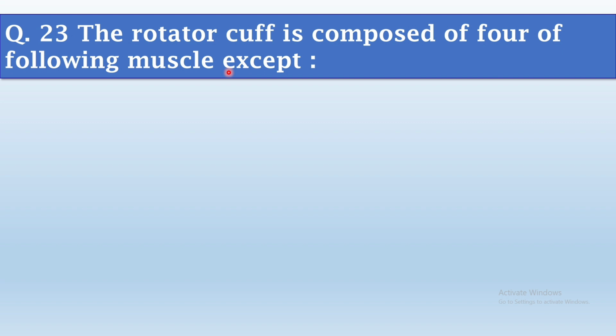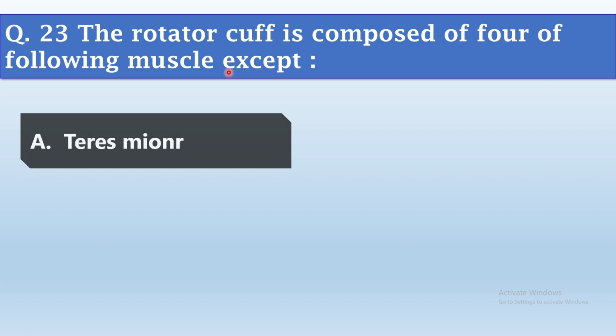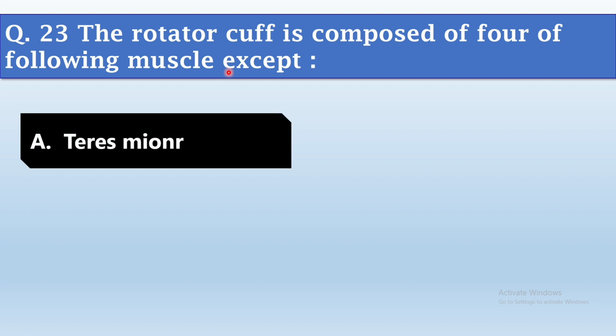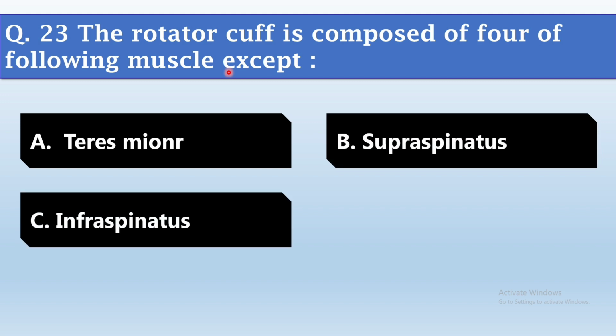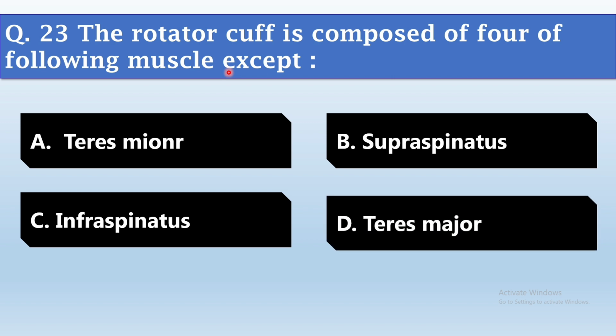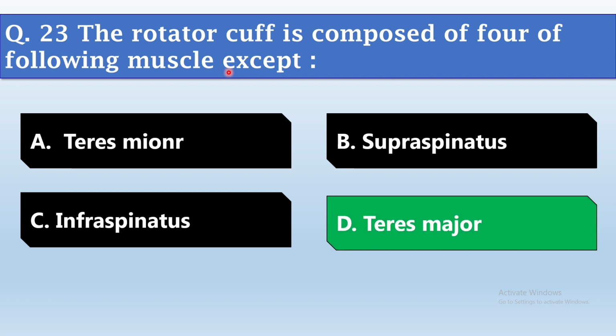Question number 23. The rotator cuff is composed of 4 of the following muscles except option A teres minor, option B supraspinatus, option C infraspinatus, and option D teres major. The answer is teres major. The rotator cuff muscles are supraspinatus, infraspinatus, subscapularis, and teres minor.